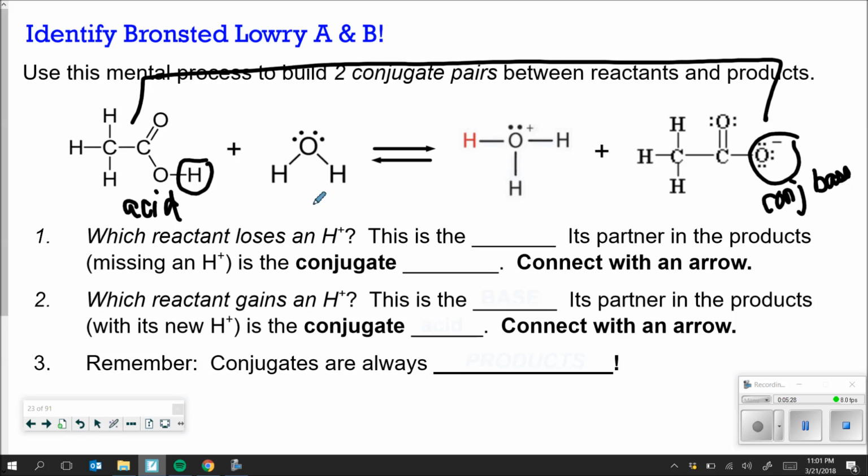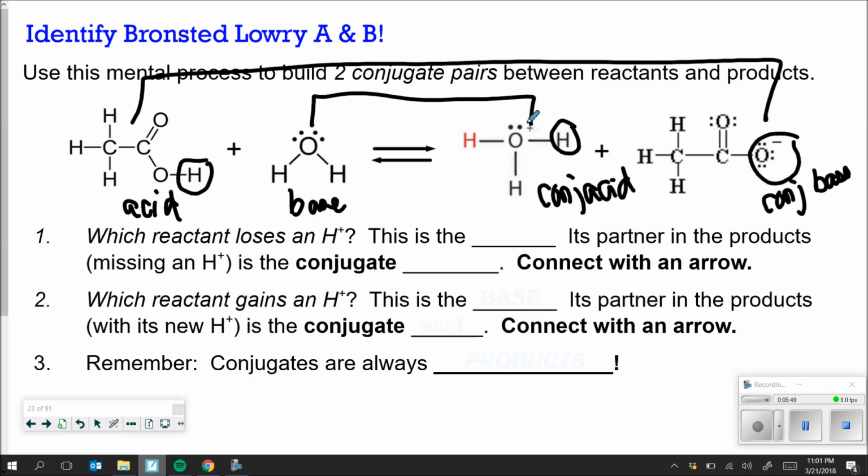Then I've got water right here, and in this case my water has only 2 hydrogens on the left, but on the right side it becomes hydronium and has 3, so that means it collected that proton. It added that proton to it, so this must have been my base, because that's what bases do, according to Bronsted-Lowry, and that makes my conjugate acid. So my base and conjugate acid pair right here, I can draw with a line. To recap: which reactant loses the proton? That's going to be my acid, and its partner is going to be my conjugate base. Which reactant gained? That was my base, and its partner is my conjugate acid. Remember, your conjugates are always the products. Your acid and base are always the reactants.